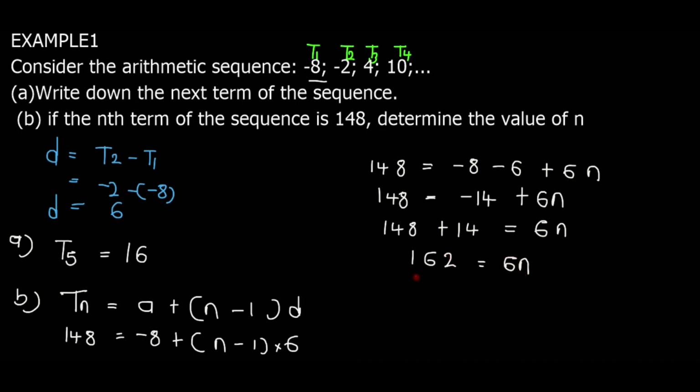And now because we want our n, this means we divide both sides by 6. So when we divide both sides by 6, 162 divided by 6 is 27. So this is our answer, really, the value of n. So the value of n is 27. And that's it for this problem.